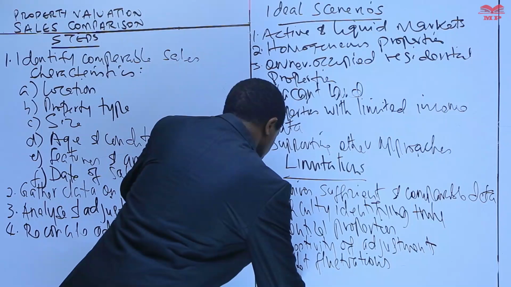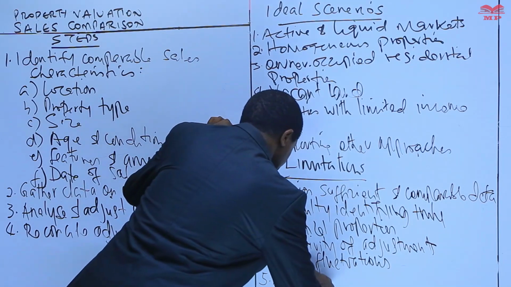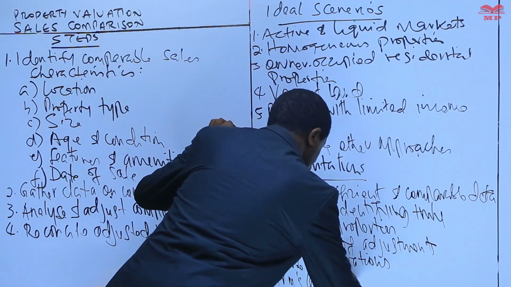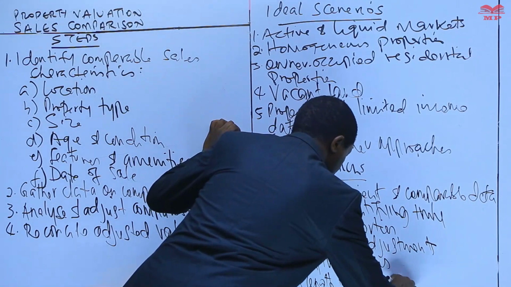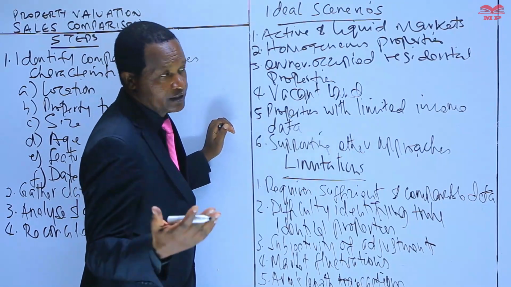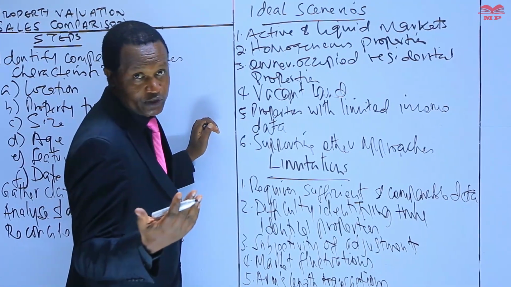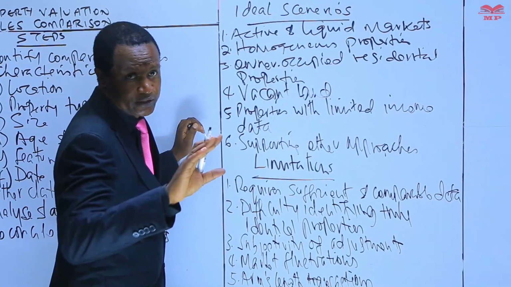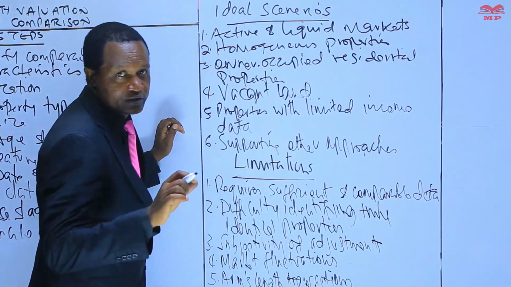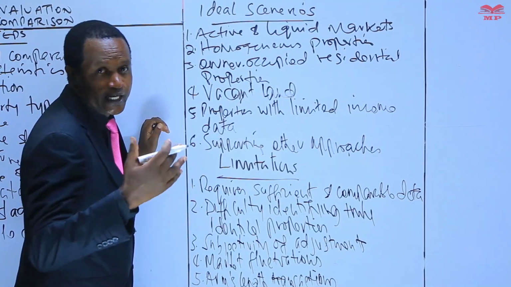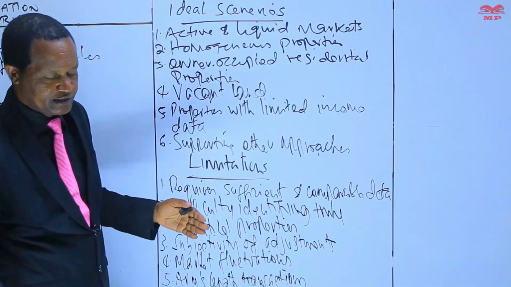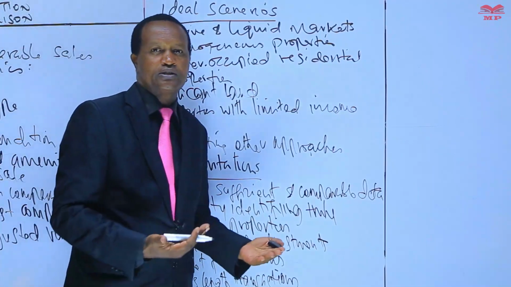5, arm's length transactions. Arm's length transactions. What do I mean? Now, the sales comparison approach assumes that the comparable sales were arm's length transactions, meaning they occurred between unrelated parties, acting freely without undue influence.